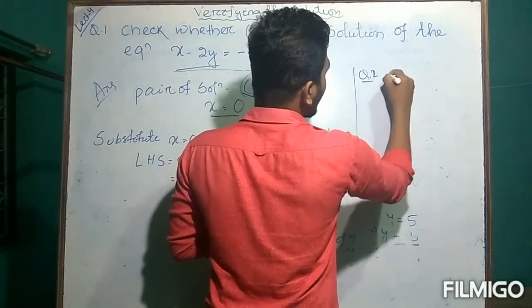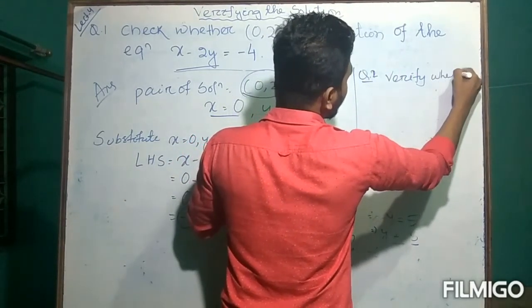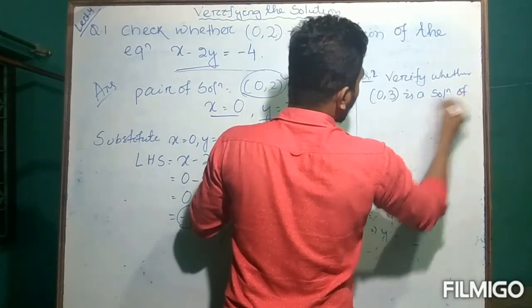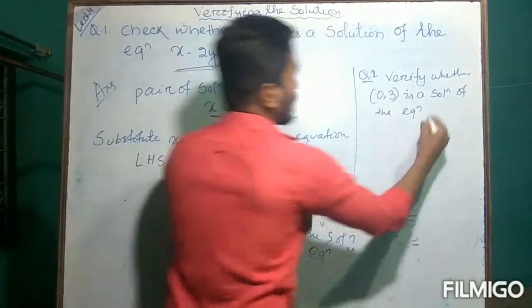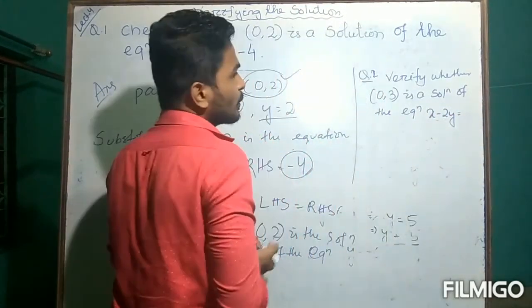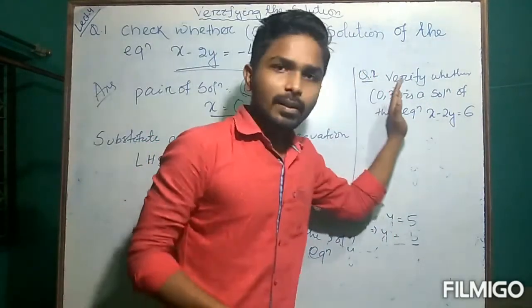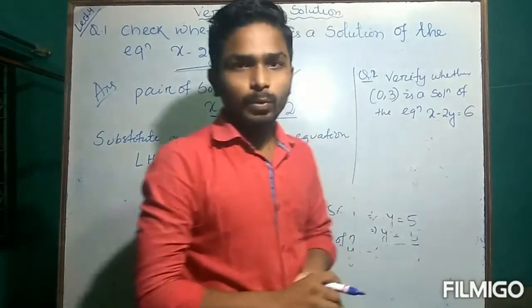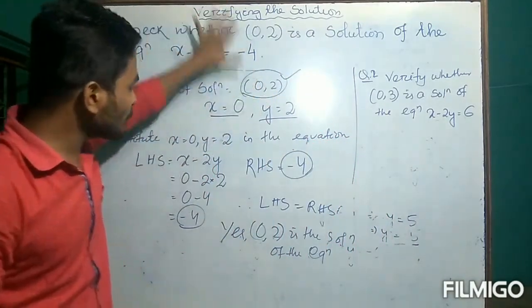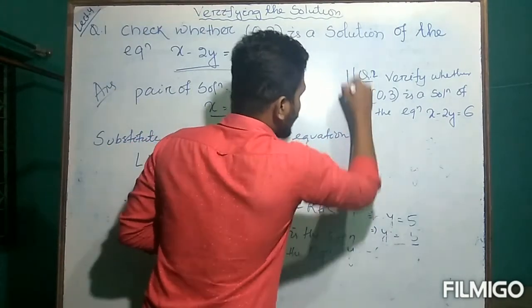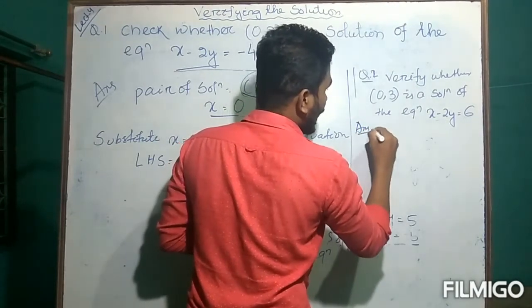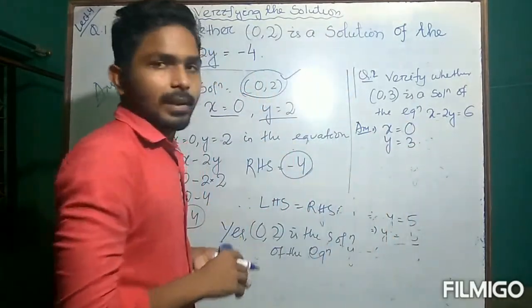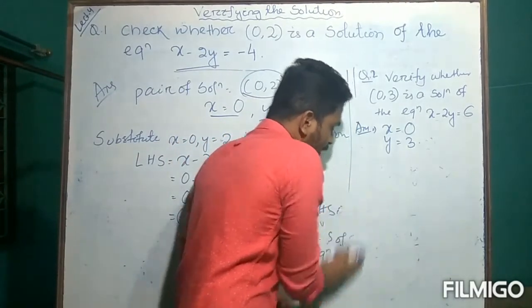if there is a question, verify whether 0, 3 is a solution of the equation x minus 2y is equal to 6. So we have to verify whether this 0, 3 is a pair of solution for the linear equation in two variables x minus 2y is equal to 6. Simply follow the same procedure that you followed here. So here you have x is equal to 0 and y is equal to 3. Now substitute these x and y values in the equation.